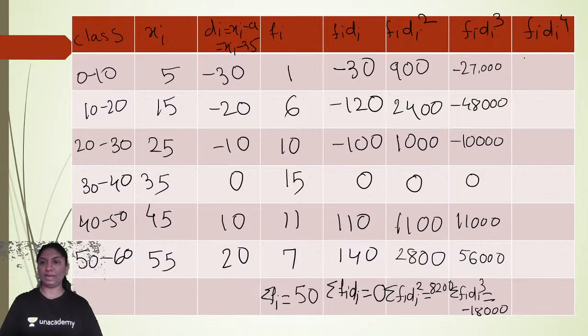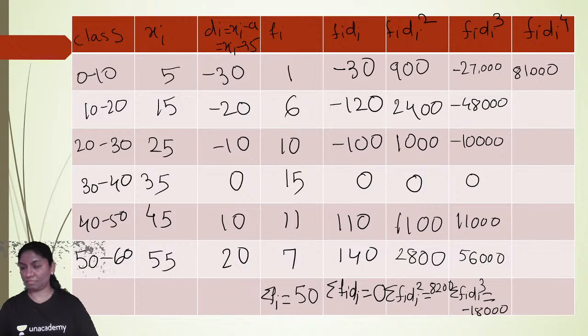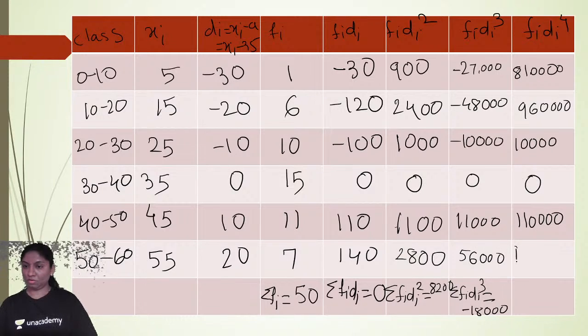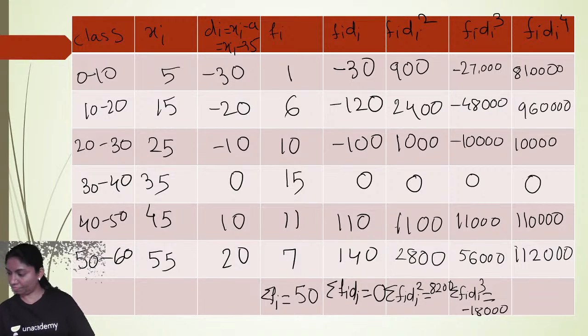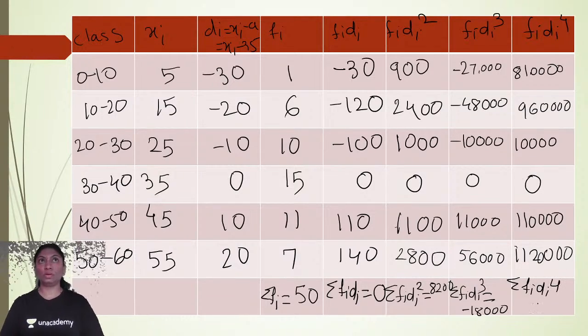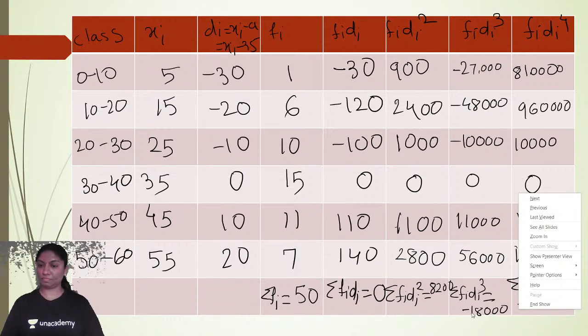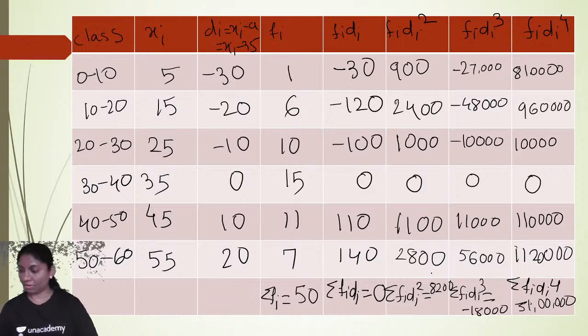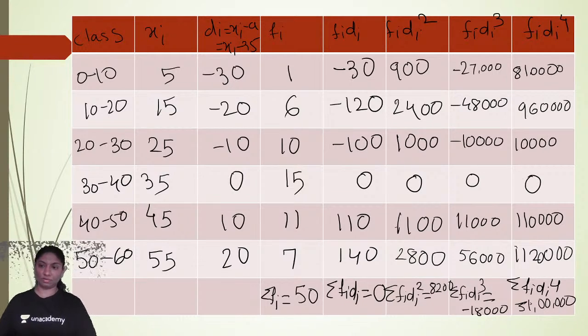fi di raised to 4 is equal to 81,000 multiplied out, and the remaining products are computed the same way. So summation of fi di raised to 4 is calculated. So total values are already calculated.